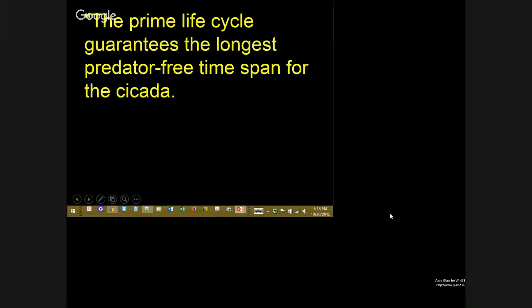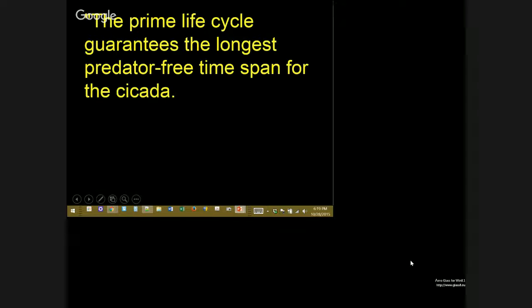But here's the kicker. The prime life cycle of 17 years guarantees the longest predator-free lifespan for the cicada. Let me explain. The cicada predators have life cycles of about 2, 5, 6, 3 years, okay? None of those numbers divide evenly into 17, right? So what that does is protect the cicada. If the predators have a really big population year, for that to coincide with a big population year for the cicada is at its lowest possible probability because no number divides into 17, except for 17, and there are no other creatures like that.